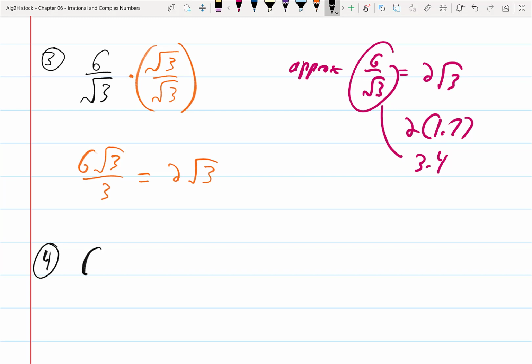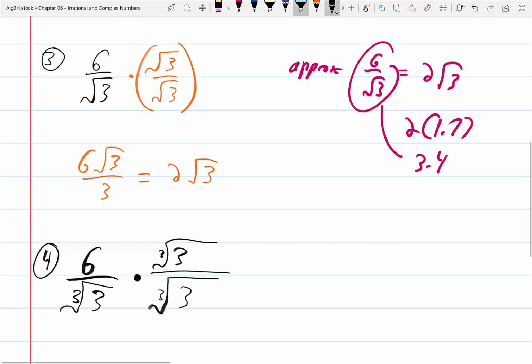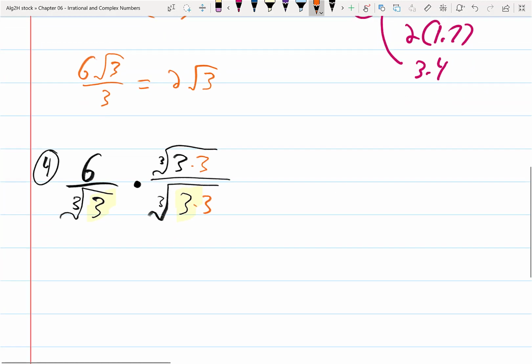That's review. This is not. If I have 6 divided by the cubed root of 3, okay, now we have an issue, because what I'm going to see a lot of people do is do the same thing they did up above and just multiply it by the cubed root of 3. However, if I multiply it by the cubed root of 3 over the cubed root of 3, that will not get me what I need because it's a cubed root. When I multiply these radicals, I would get the cubed root of 9, which is not a perfect cube. I need an additional 3 in here to give me the 3 3's to come out.